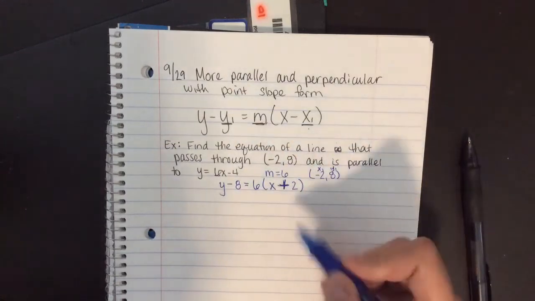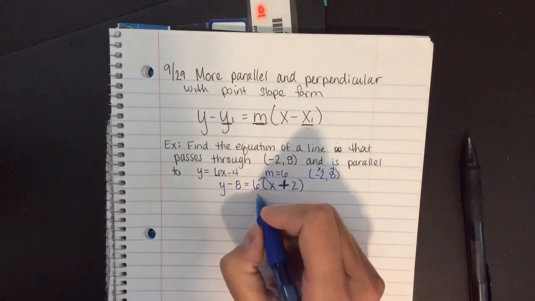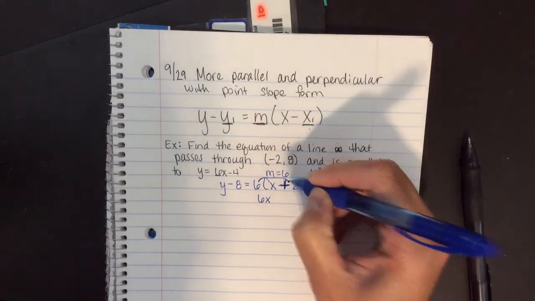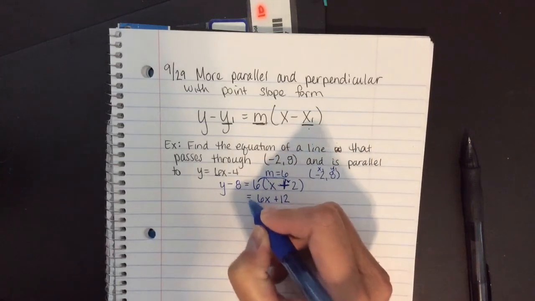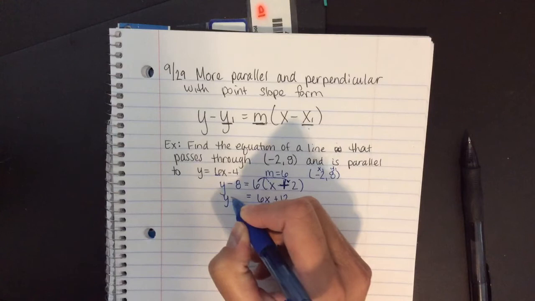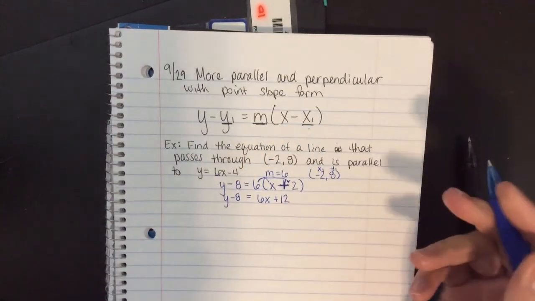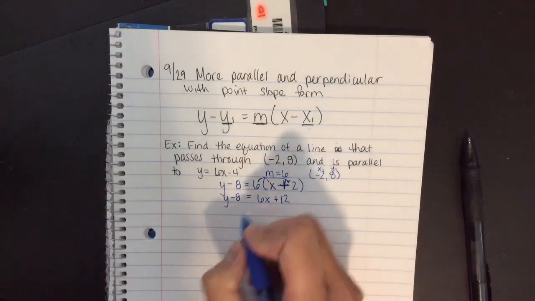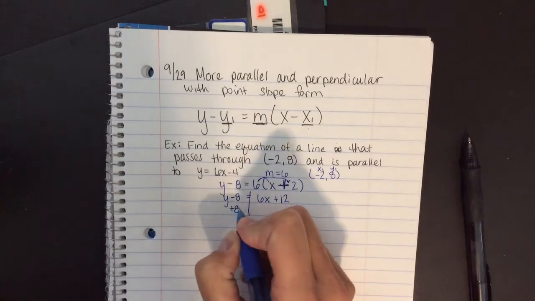And so now we're going to distribute the 6. 6 times x is 6x. 6 times positive 2 is positive 12. Bring down my equal sign, bring down my y, bring down my minus 8. And now we want our answer to be in slope-intercept form, y equals mx plus b. So all we need to do is move the 8 over. I know because it's minus 8, the opposite of that would be to add 8.